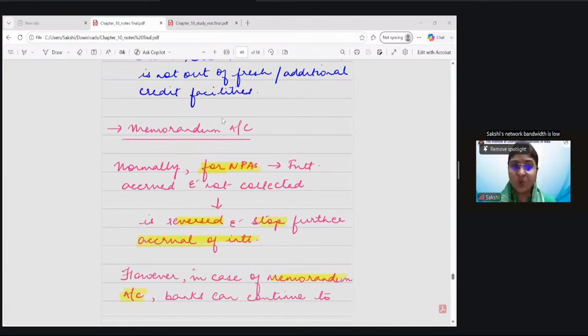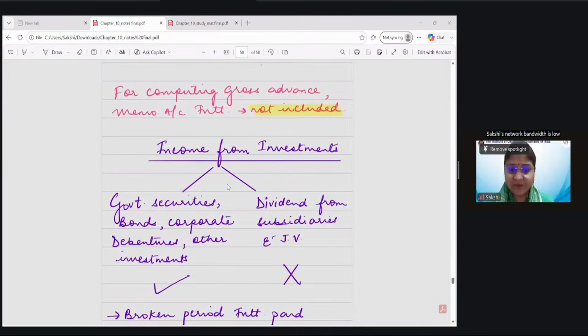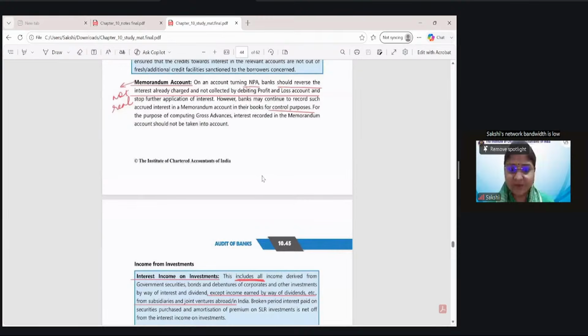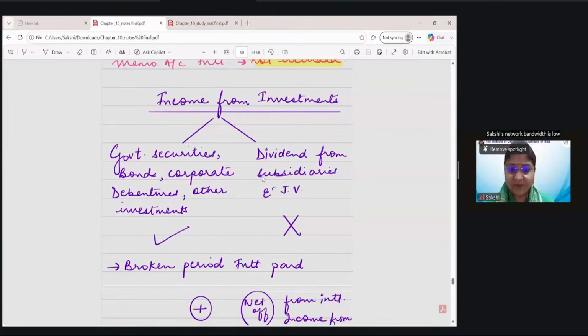So this was about the memorandum account. Coming to our study material, we have done this memorandum account, income from investment, our next topic. Now see what they are trying to say, that all your government securities, your bonds, your corporate debentures, your other investments will be treated as income. But your dividend from subsidiaries and joint ventures will not be included as your income on investment.